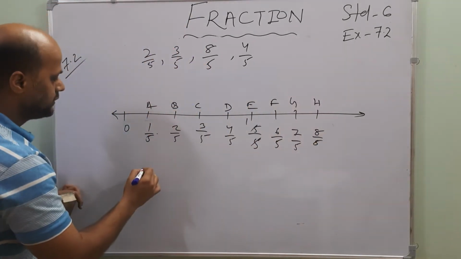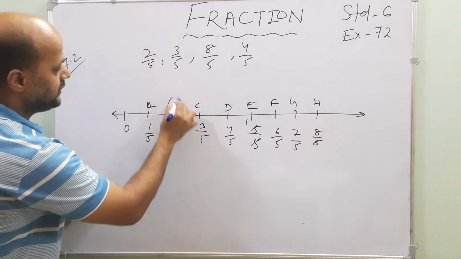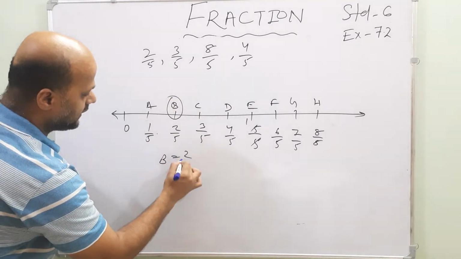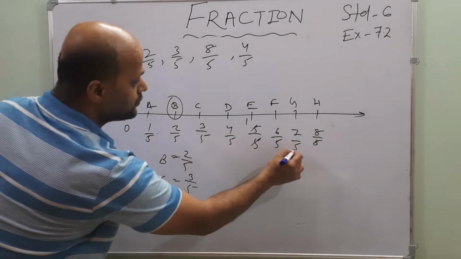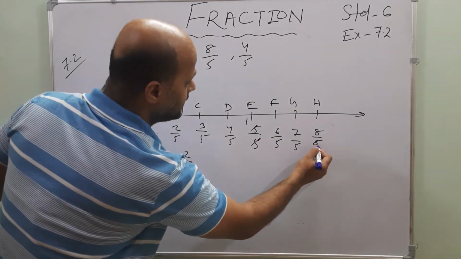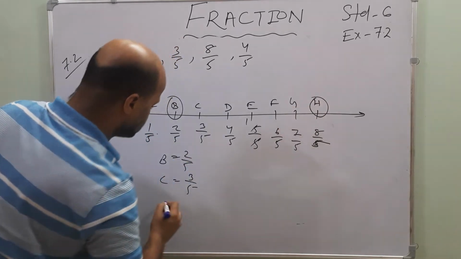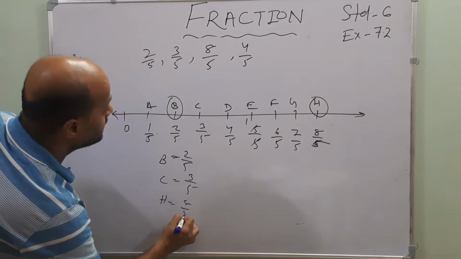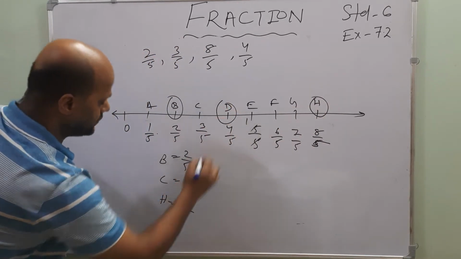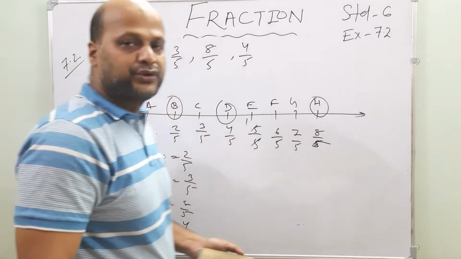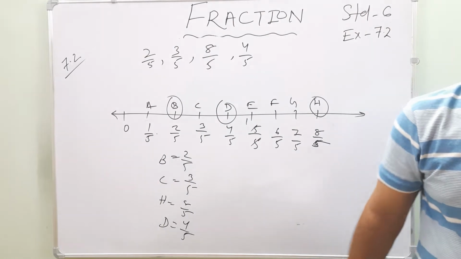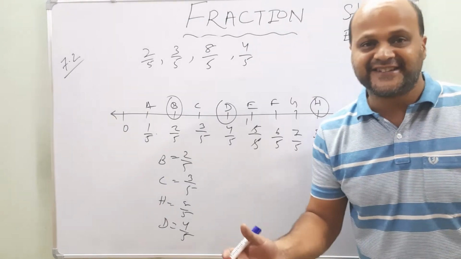Write down which one is which. B is equal to 2 by 5, C is equal to 3 by 5. Then which one is 8 by 5? Here it is 8 by 5. H is equal to 8 by 5 and D is equal to 4 by 5. In this manner, you have to show all the fractions on the number line. Okay? How easy it is, my dear friends.